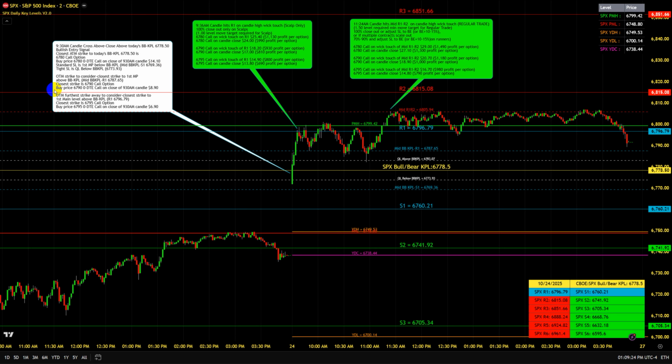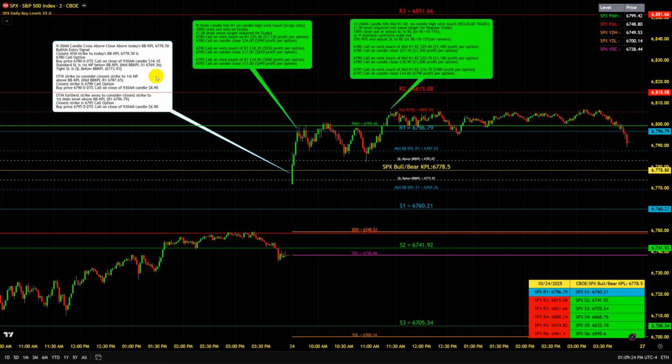All right, what about the 2 out of the money strikes? Our first out of the money strike, remember, was the 67.90. On the candle close of this 9:30 a.m. candle that closes at 9:32, it's $8.90. So as you can see, that is quite a big difference from the $14.10 for the at the money. We're only paying $8.90 for this.